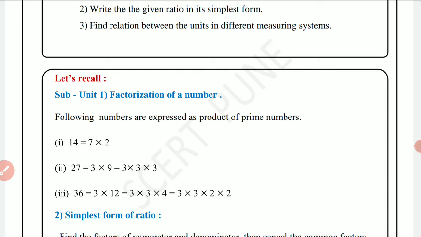Next one, 27. 27 is equal to 3 into 9, which is equal to 3 into 3 into 3. 3, 3, 3. These 3s are the factors of 27.